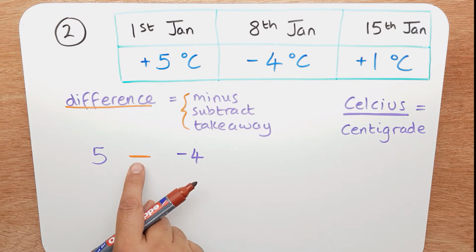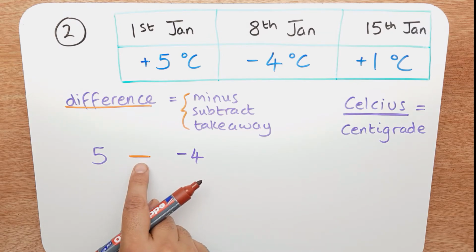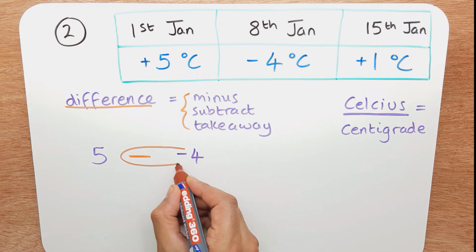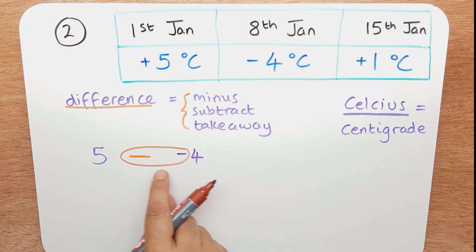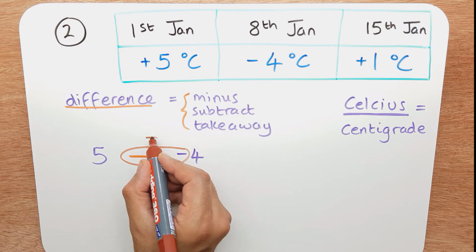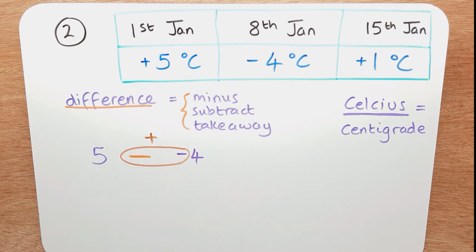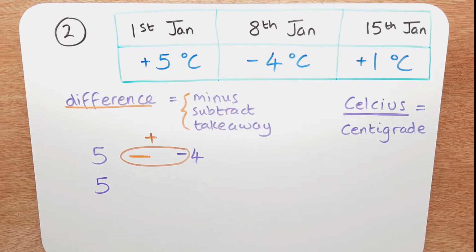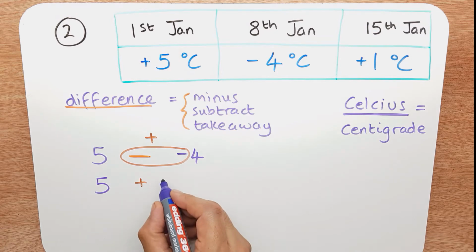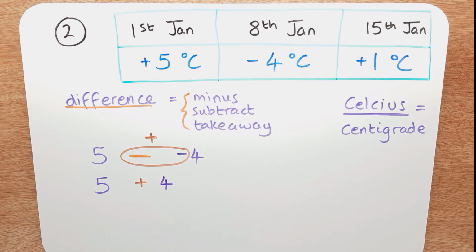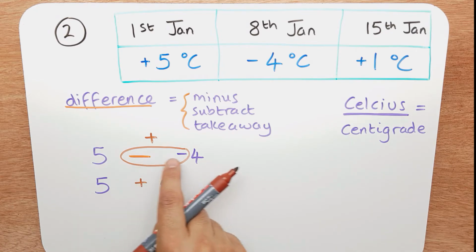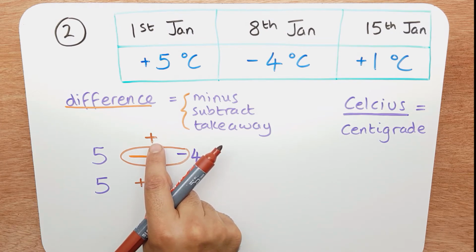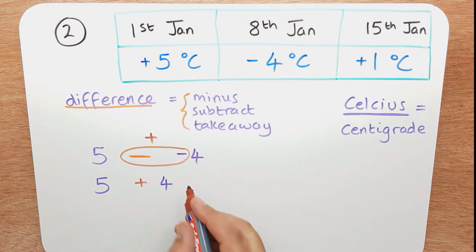Now, one thing you must know: 5 take away a negative number. These two here, because they're next to each other, join these two together and put a little positive in your head. So your calculation now is 5 plus 4, because this minus and minus together become a positive in your head. So this is our calculation.